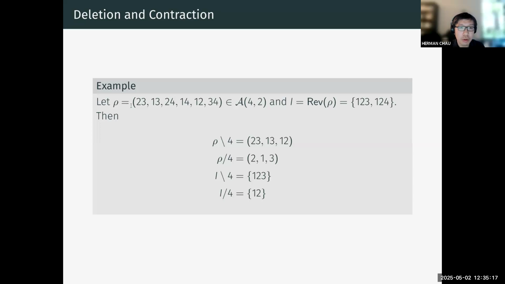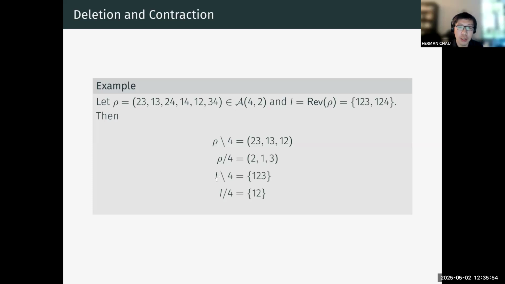Okay, so as an example, here I have an admissible order in A42, and I let the set I be the reversal set of rho, which is 1, 2, 3, 1, 2, 4. Then to delete the element 4, I look at all the elements in rho that don't contain 4 and just restrict to them. So it's 2, 3, 1, 3, 1, 2. And then to contract by 4, I look at the elements that do contain 4. So 2, 4, 1, 4, 3, 4. And then I remove the element 4 from them. So that gives me 2, 1, 3.